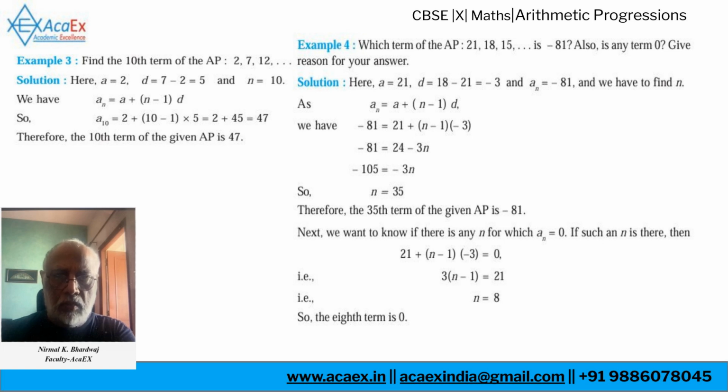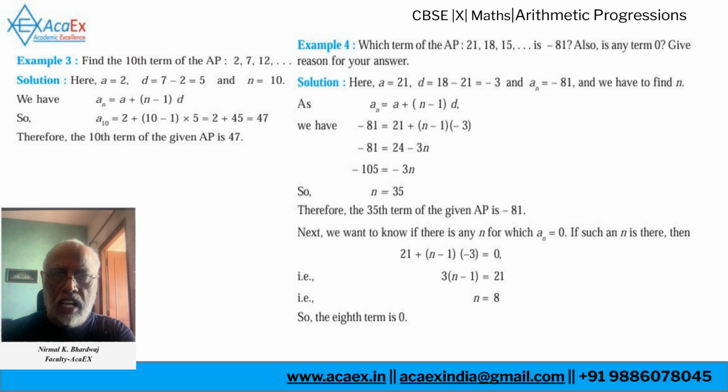To find the 10th term of the AP 2, 7, 12, we use the formula. Here a equals 2, d equals 5, and n equals 10. The 10th term is 2 plus (10 minus 1) times 5, which equals 47.